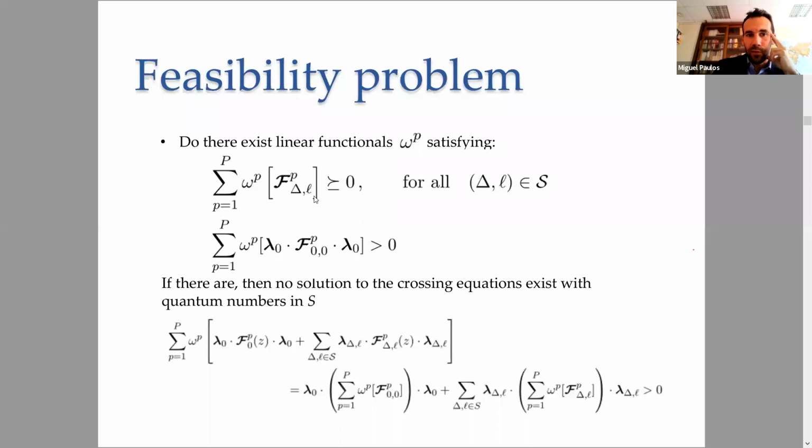It's clear why, because if you have these conditions, then when you act with the functional on the crossing equation that we had before, you have these vectors of OPE coefficients dotting a positive semi-definite matrix. So again, you get something which is strictly positive, and so crossing cannot be satisfied. So instead of linear constraints, now you have positive semi-definite constraints, so that some matrix will be positive semi-definite. And this is the most general case.